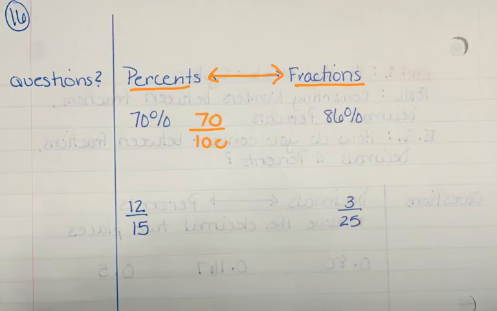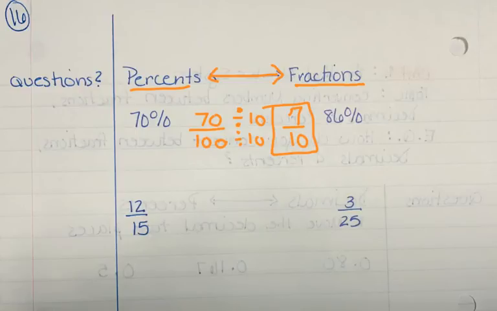And then we reduce. So we look to see what the greatest common factor is between 70 and 100. And hopefully you recognize that it's 10. So we divide both the numerator and denominator by 10. And we end up with 7 over 10.